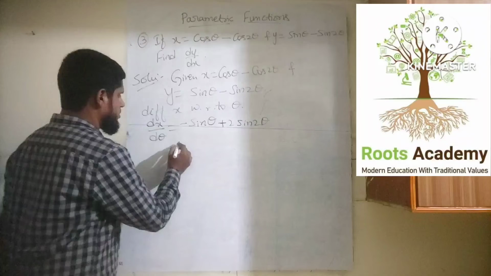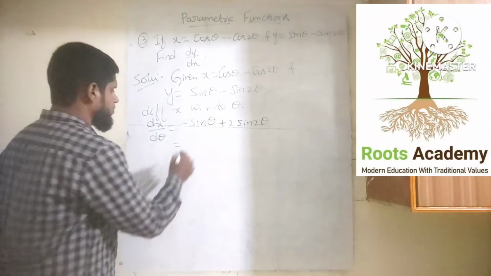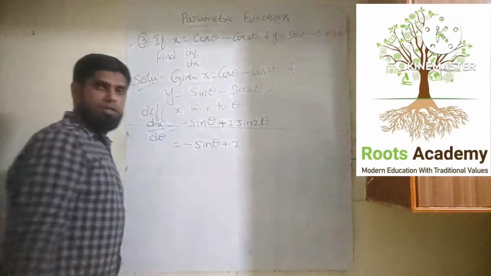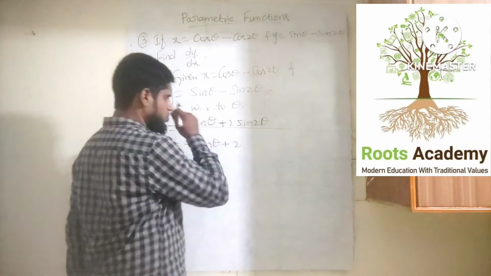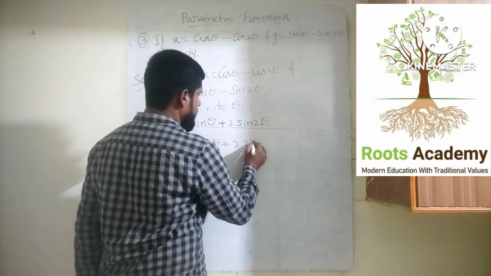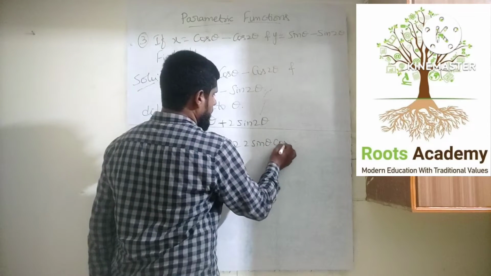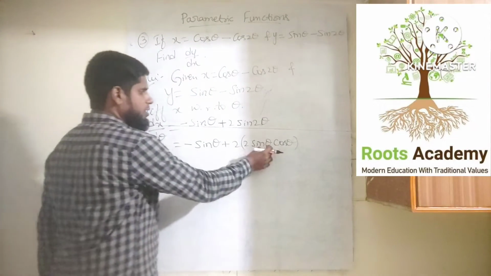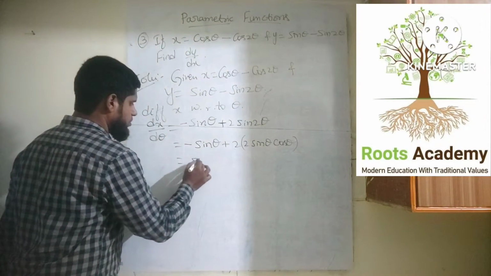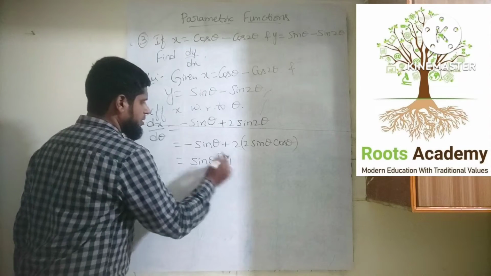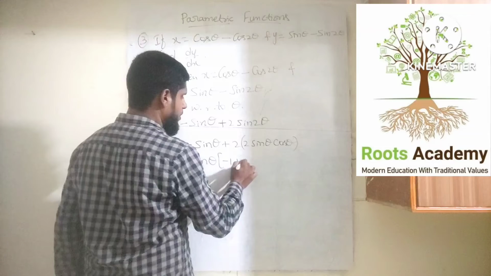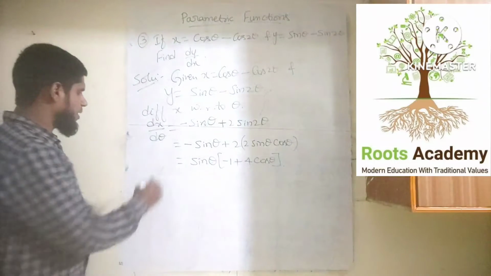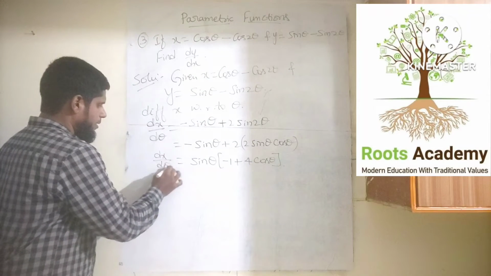Now here I can easily simplify this. So minus sin theta plus 2 sin 2 theta. The sin 2 theta formula is 2 sin theta into cos theta. So here I can easily take sin theta common. If I remove sin theta, then the left out part is minus 1 plus 4 cos theta. This is my dx by d theta.